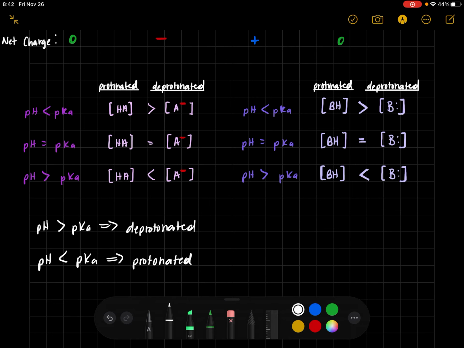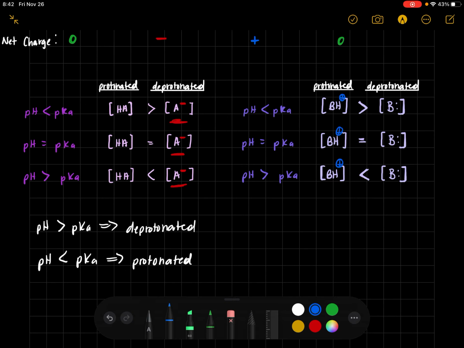This is true for both acidic and basic side chains. The only difference is when deprotonated, the acidic side chains form a negatively charged conjugate base. On the contrary, when protonated, the basic side chains form a positively charged conjugate acid.